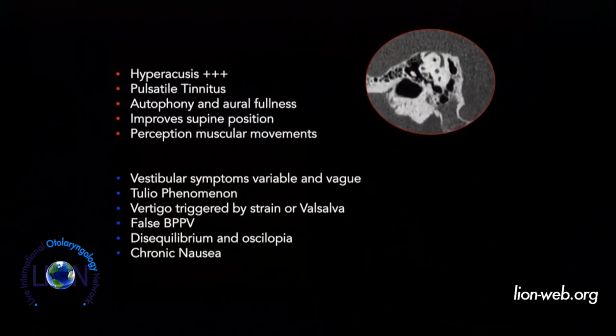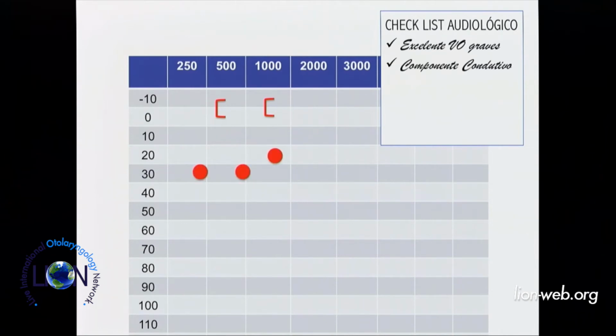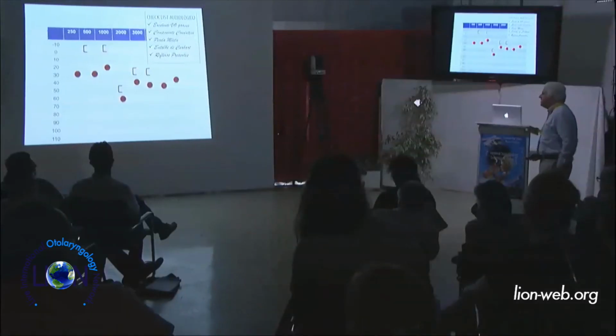Along with autophony, there is hyperacusis and pulsatile tinnitus, and sometimes these patients improve their symptoms when supine. They also have the perception of muscular movements. And you see, there is a checklist here: very good bone conduction in low frequencies, a conductive component in the low frequencies, a mixed hearing loss in the high frequencies, and also the Carhart notch in these patients. Of course, they have present reflexes, so you have to think about them when making your differential diagnosis.